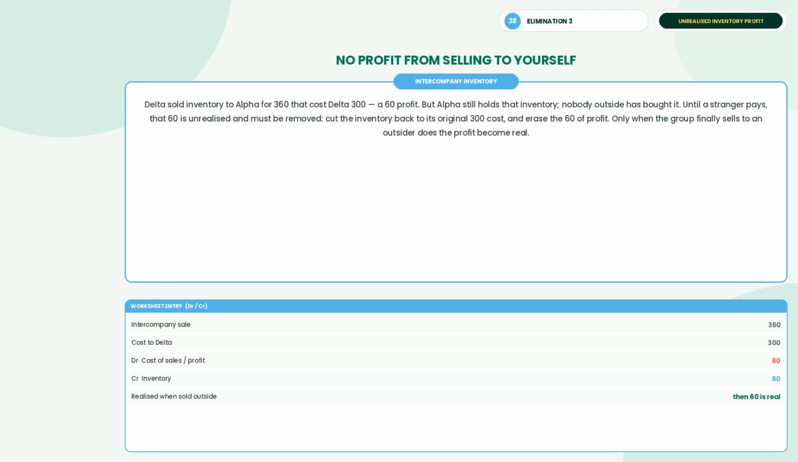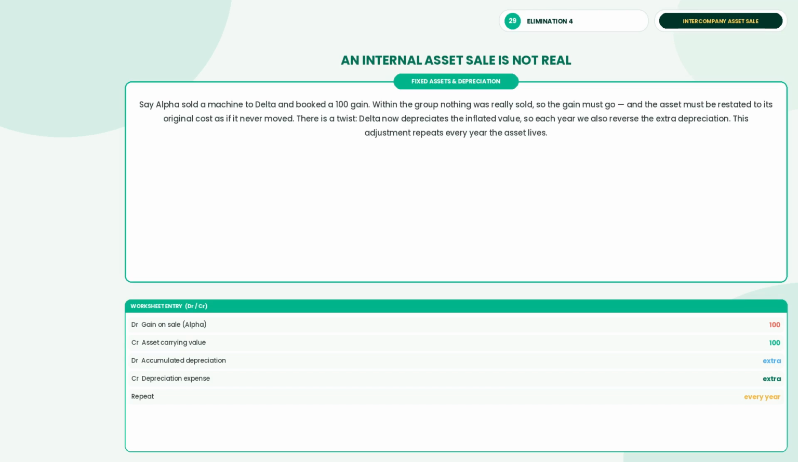Third elimination, unrealized inventory profit. Delta sells inventory to Alpha for $360,000 that cost Delta $300,000. Delta records $60,000 profit, but Alpha still holds the goods. No external customer has paid the group, so the profit is unrealized. Remove $60,000 from profit and reduce inventory to the original $300,000 group cost. Recognize the profit only when the inventory is sold outside the group.